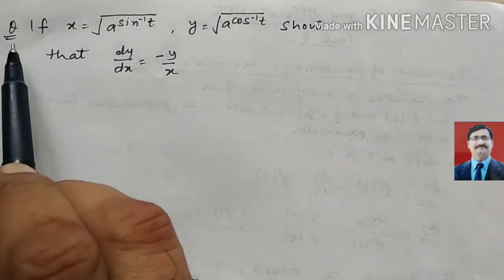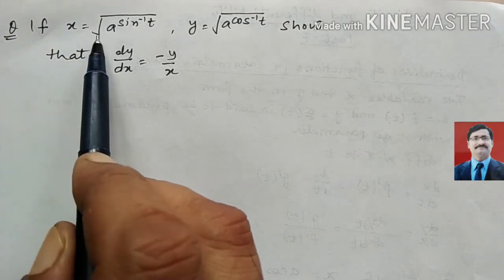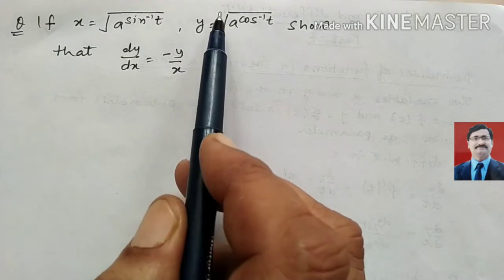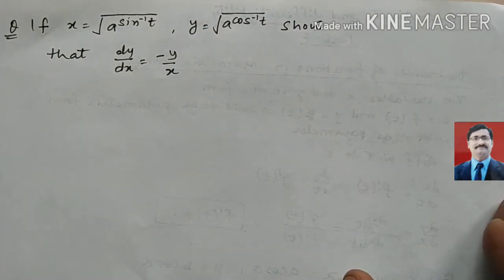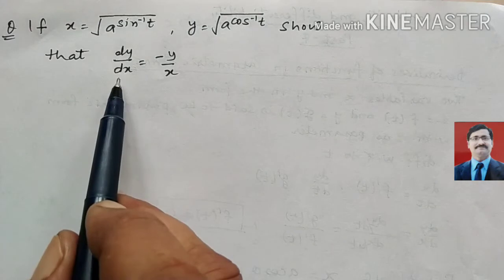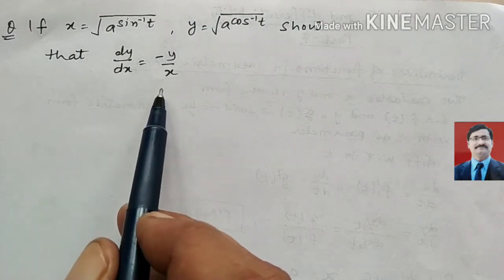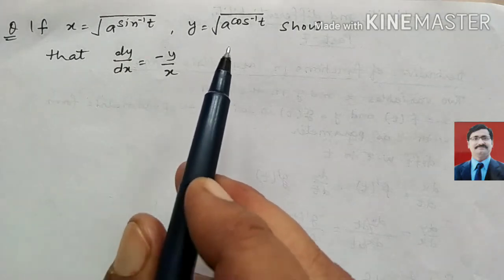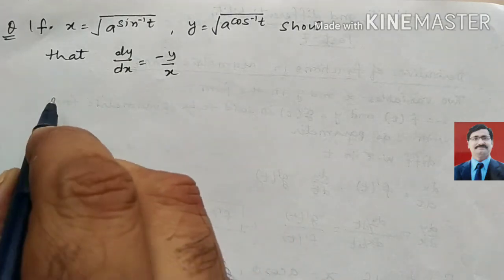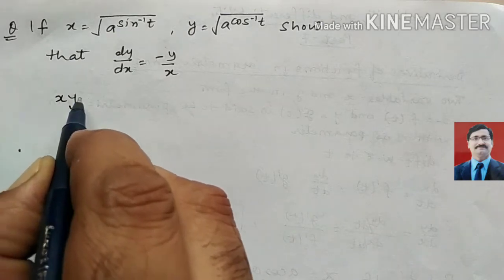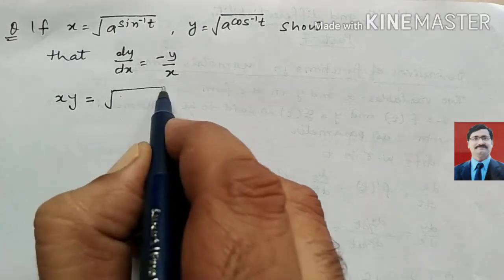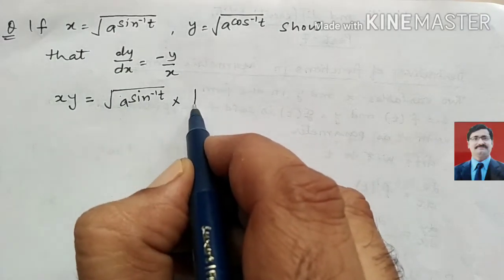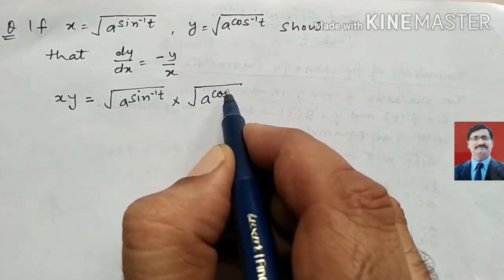Look here, the question is: if x = √(a^(sin⁻¹ t)) and y = √(a^(cos⁻¹ t)), you have to show that dy/dx = −y/x. If you see, this question is very difficult, but we will do it in a very simple way. You multiply x into y, which is equal to √(a^(sin⁻¹ t)) into √(a^(cos⁻¹ t)).